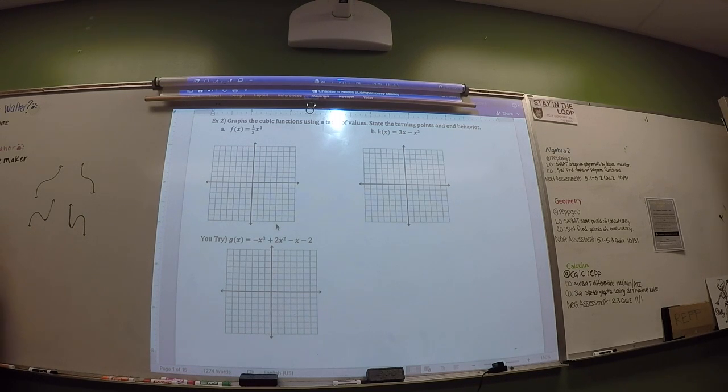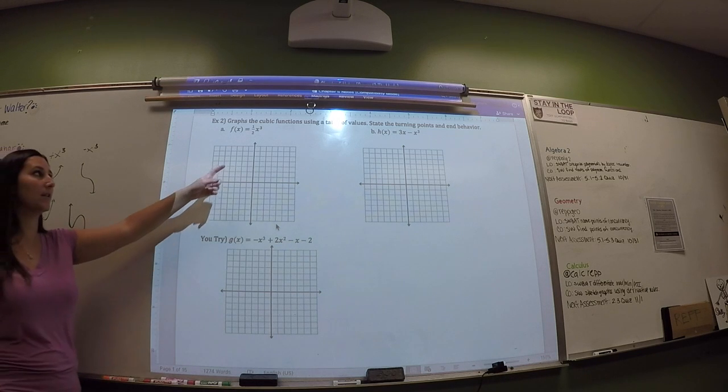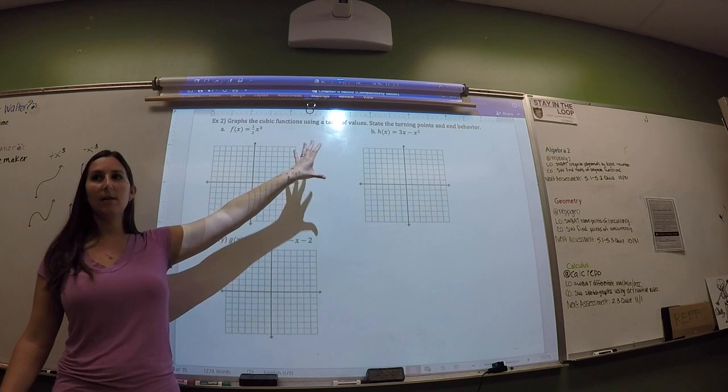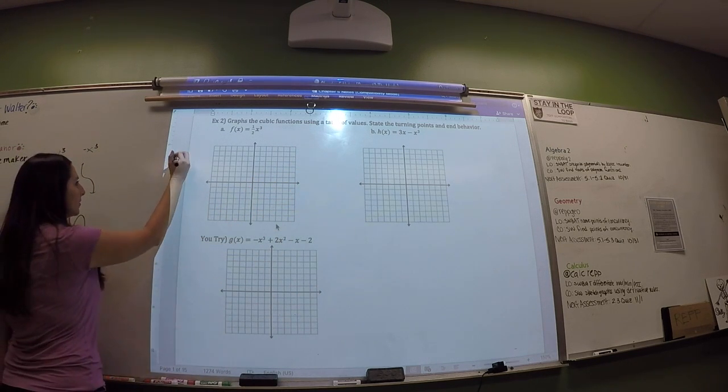Alright, so if it's a positive cubic, so if x cubed is positive, then it's going to go up. It's going to increase. If it's a negative cubic, then it's going to decrease. So this one is a positive cubic. So in general, it's going to increase. Okay, so we're going to make a table of values over here.